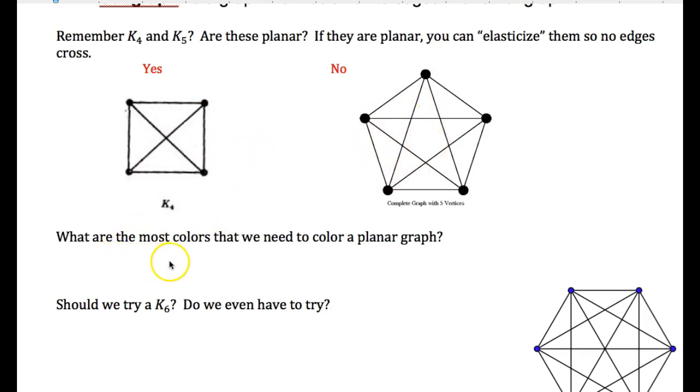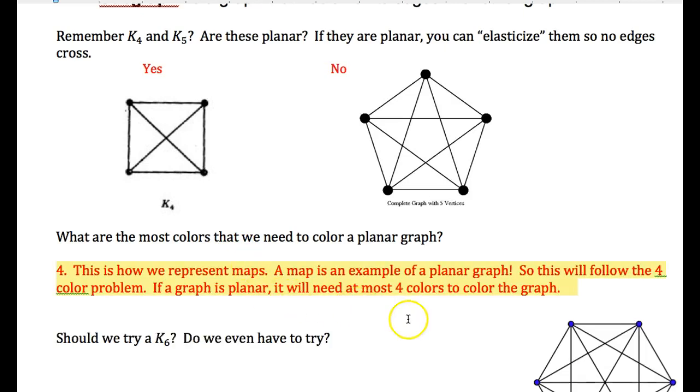Now, what that does is that represents a relationship between a map and a planar graph. So if I take this, 4 would be the most colors. And this is how we represent maps. A map is an example of a planar graph. So this will follow the 4-color problem. If a graph is planar, it will need at most four colors to color the graph.